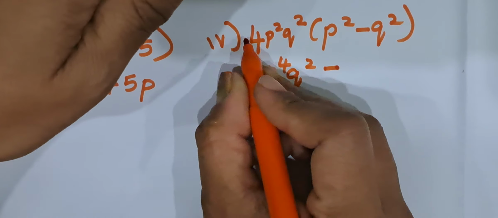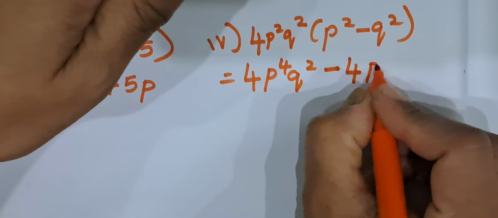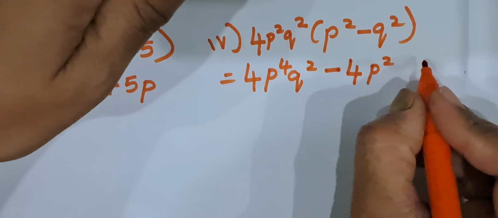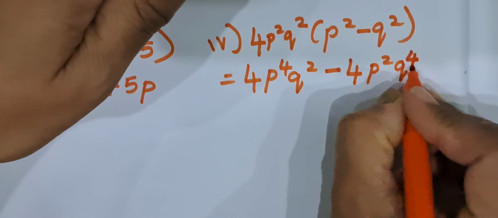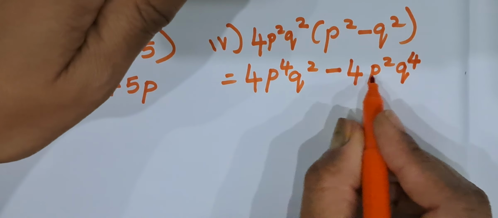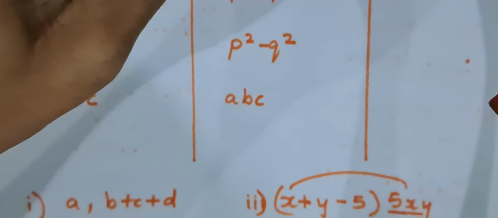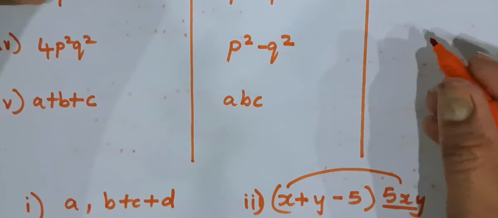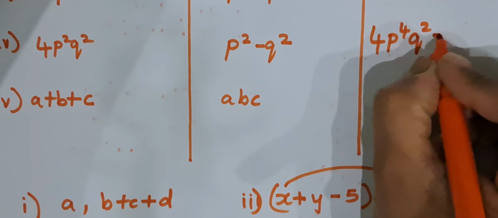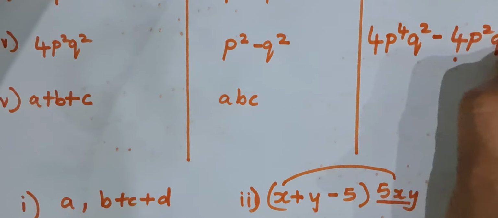Okay, now minus. Plus into minus is minus. 4 into 1 is 4. P square as it is. Now q square into q square. The base is same. The powers will get added. So it becomes q to the power 4. So 4p to the power 4 q square minus 4p square q to the power 4. This is the answer for the fourth one in the table.